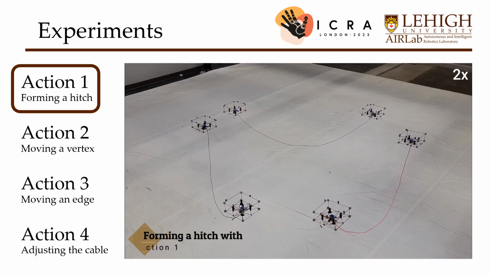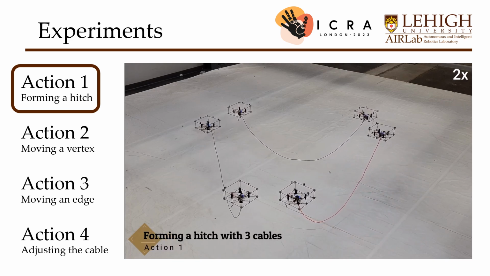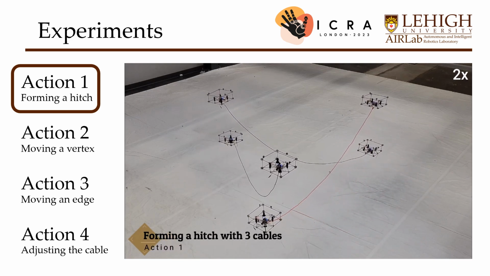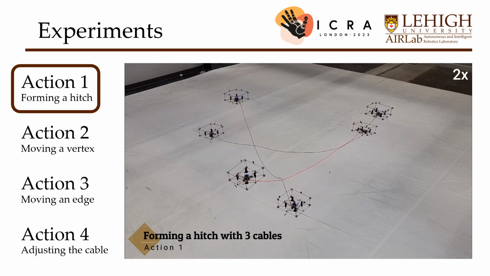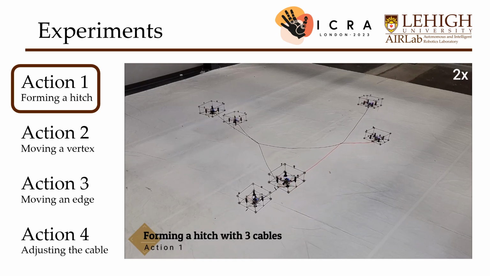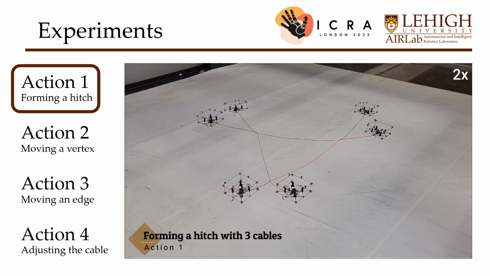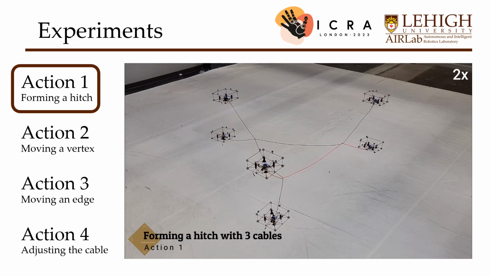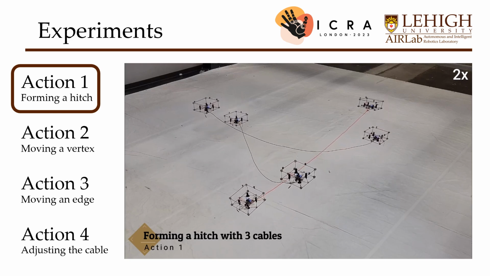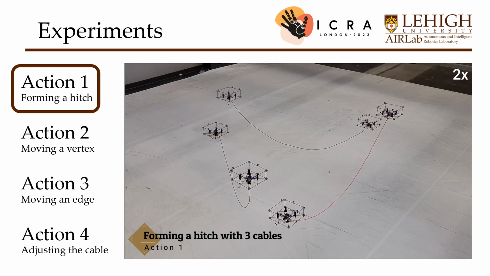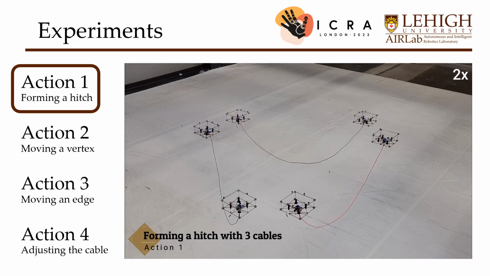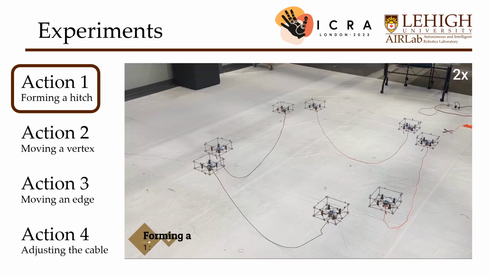In action 1, we propose a method to form a hitch by interlacing cables. First of all, the quadrotors move to the starting point. Then, they swap position with a circular trajectory between Qk and Rk, creating an intersection. Finally, the robots complete the polygonal hitch. In addition, action 1 can be used to untie the hitch.